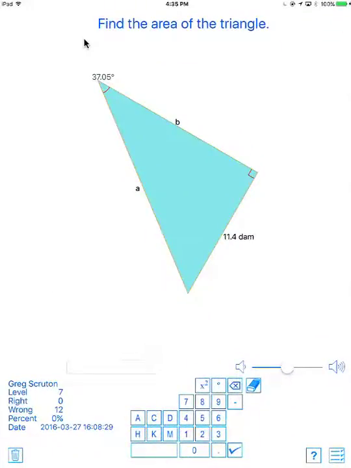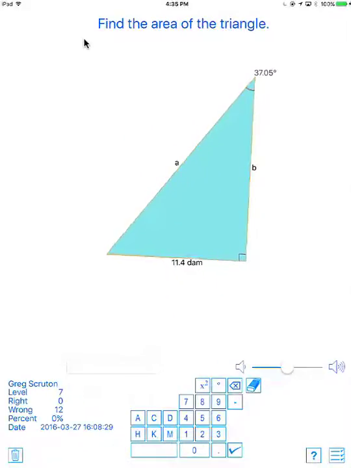All right, so here we have a question. Find the area of the triangle. And I'm just going to rotate it. So my base and my height, my two legs, one leg is horizontal and the other one's vertical. So I'm just going to rotate it like that.